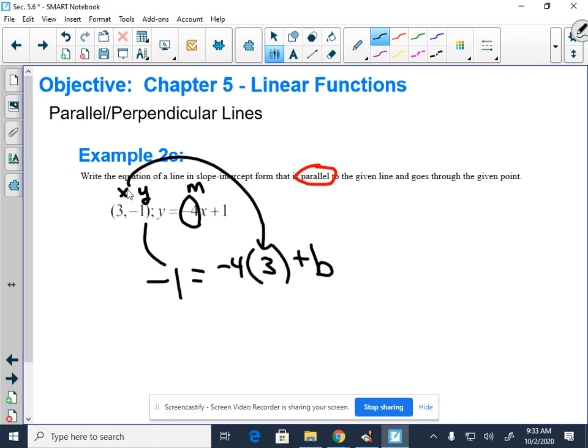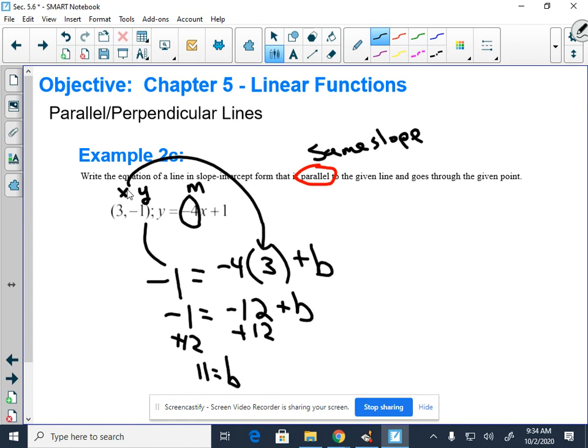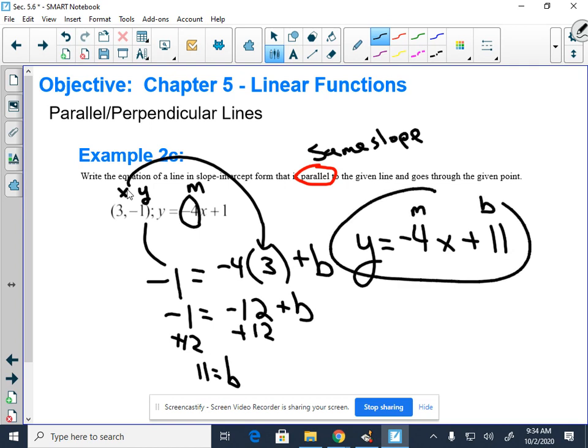I'm trying to figure out this equation, so I got to figure out B. I already have M, because if it's parallel, they have the same slope. -1 equals -12 plus B. I'm going to add 12. 11 is B. There's M. There's B. I've just substituted it into the equation.